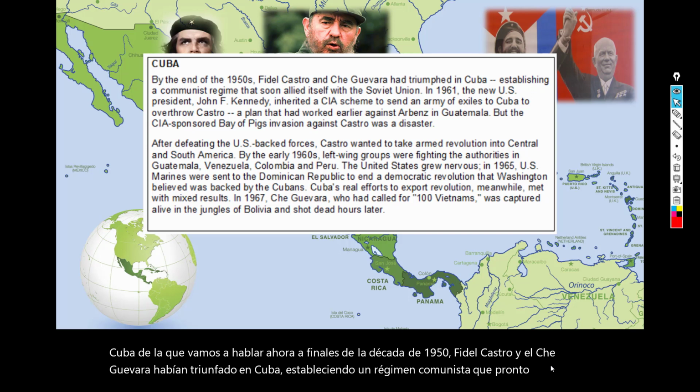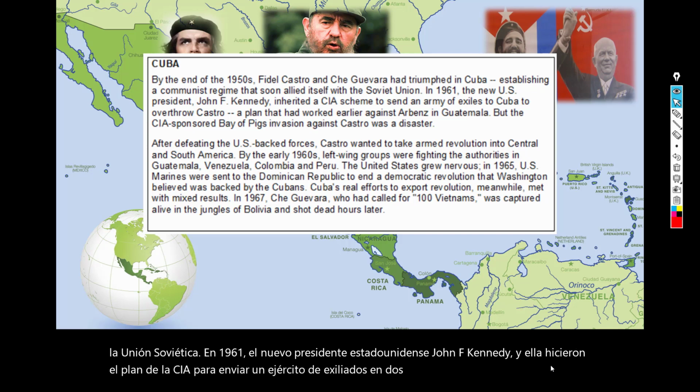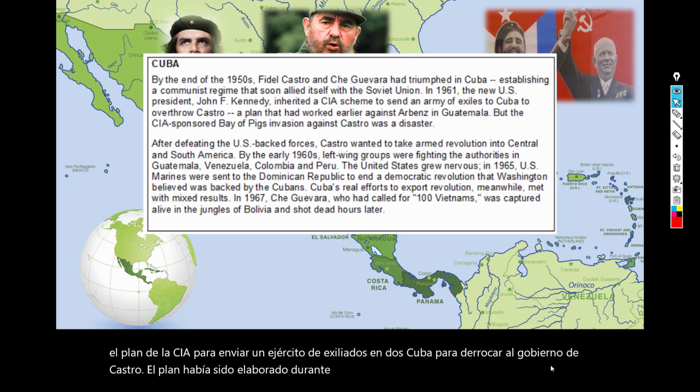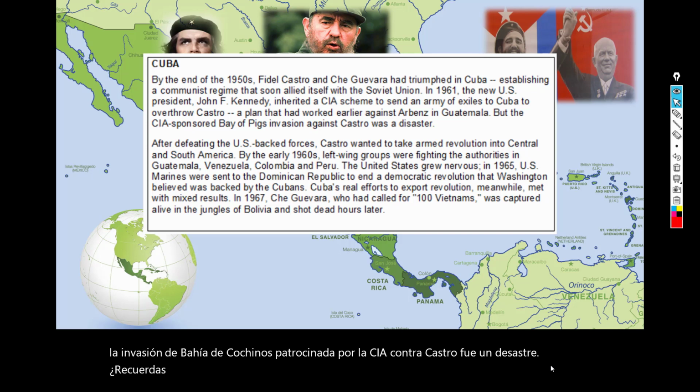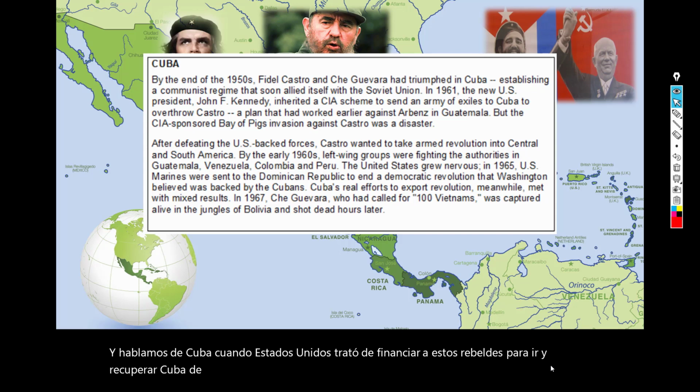In 1961, the new U.S. President John F. Kennedy inherited a CIA scheme to send an army of exiles to Cuba to overthrow the Castro government. The plan had been worked up during the Arbenz operation in Guatemala, but the CIA-sponsored Bay of Pigs invasion against Castro was a disaster. Remember, we talked about that previously when we talked about Cuba. America tried to finance these rebels to go and take back Cuba from Castro, and he somehow got word of the invasion ahead of time. He knew where they were coming, and he just wiped them out.